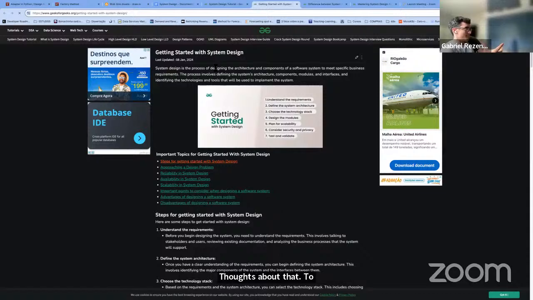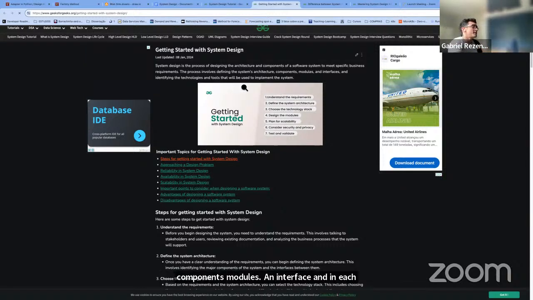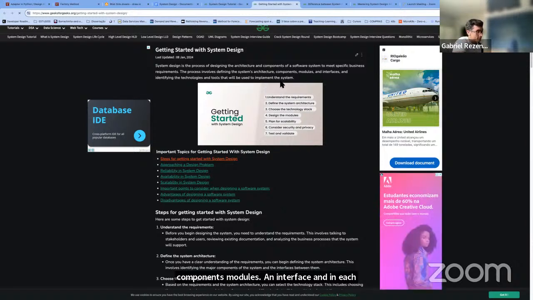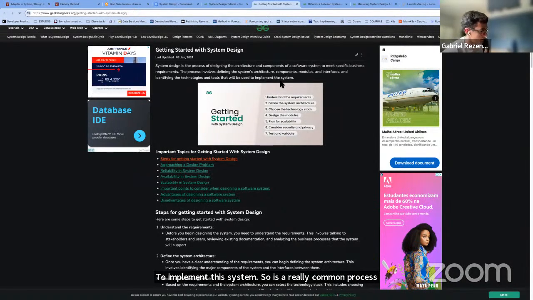So basically, system design is a process of designing the architecture and components of a software system to meet specific business requirements. So the process involves defining the system's architecture, components, modules, and interface, and identify the technology and tools that will be used to implement the system. So it's a really common process of senior interviews. It's more common in senior positions, but you also can see it in mid-level positions.